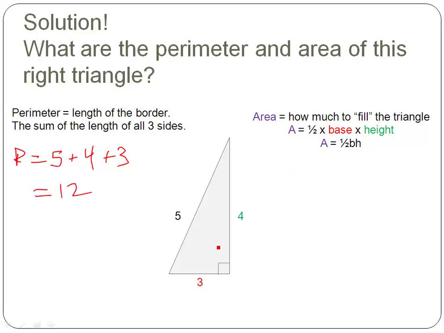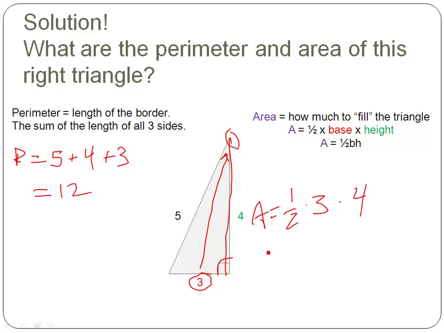Next I have the area. So it's 1/2 the base times the height. If I pick this 3 as my base, then my opposite angle is over here. I draw a line perpendicular. It happens to be a side of the triangle. So my area equals 1/2 my base of 3 times my height of 4, which equals 6 square units.